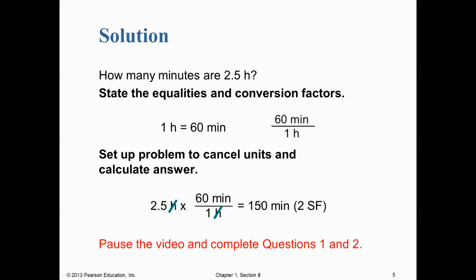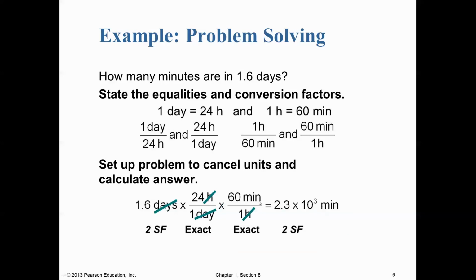Welcome back. Now that you've solved problems that involve a single conversion factor, we're going to begin to string multiple conversion factors together. In this example problem, we're asked how many minutes are in 1.6 days. We don't have a conversion that brings us directly from days to minutes, but we do know that 1 day equals 24 hours, and 1 hour equals 60 minutes.